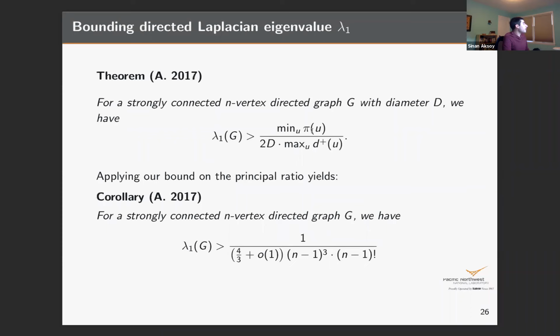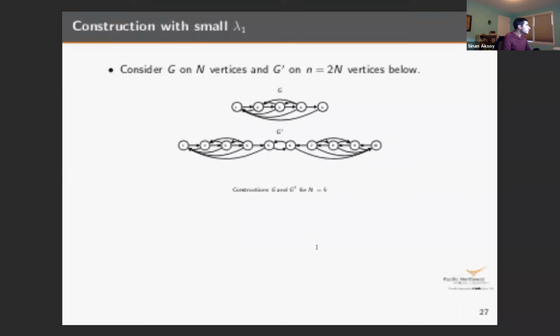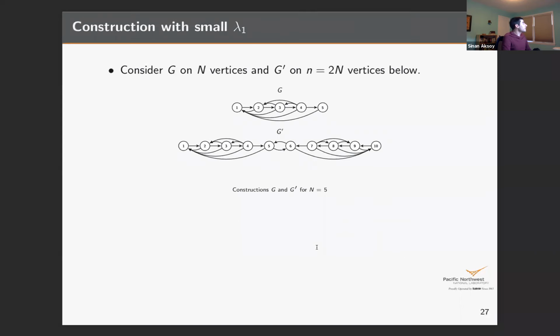And so if we apply our bound on the principal ratio that we just proved, we can get a sort of absolute lower bound on lambda 1 in terms of n, where the dominant term here is, again, n minus 1 factorial. Okay, and how sharp of a bound is that?